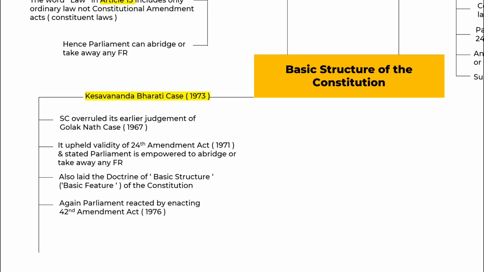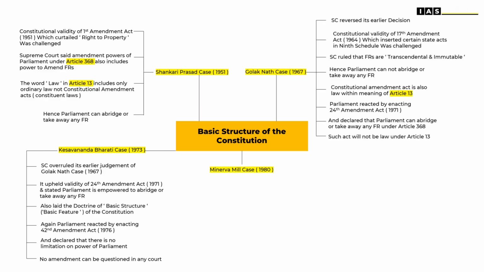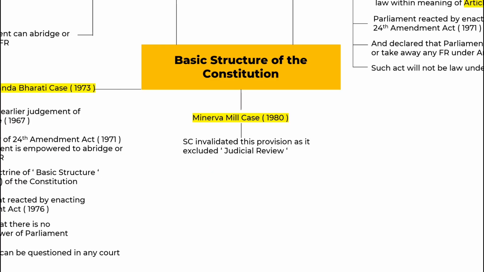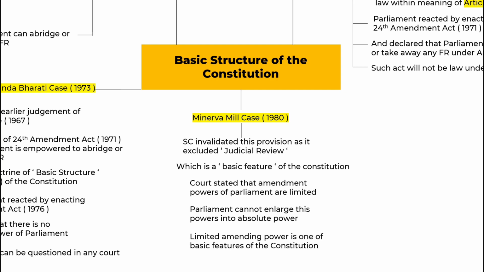Again, Parliament reacted by enacting 42nd Amendment Act 1976 and declared that there is no limitation on power of Parliament and no amendment can be questioned in any court. In Minerva Mill case 1980, Supreme Court invalidated this provision as it excluded judicial review, which is a basic feature of the Indian Constitution. Court stated that amendment powers of Parliament are limited and Parliament cannot enlarge these powers into absolute power. Limited amending power is one of the basic features of the Constitution.